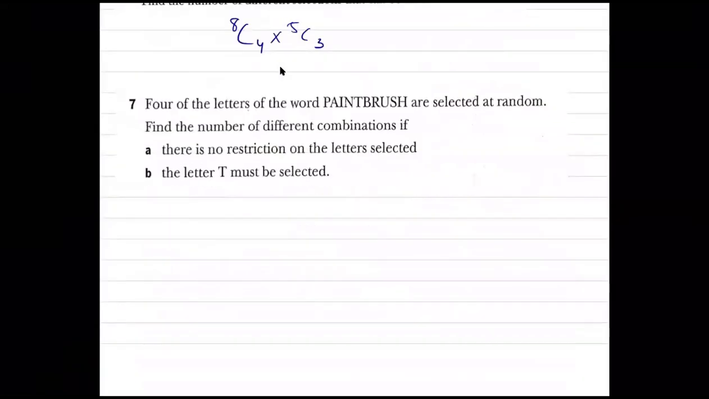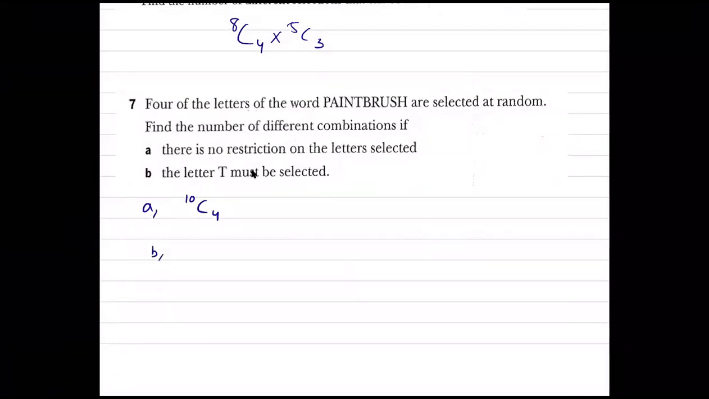4 of the letters of the word paintbrush are selected at random. Find the number of different combinations if there is no restriction on the letters selected. If there is no restriction and you need to just choose 4 letters, how can you do that? 10C4. Yeah, so there are 10 letters. Out of these 10, I'm just going to choose 4.